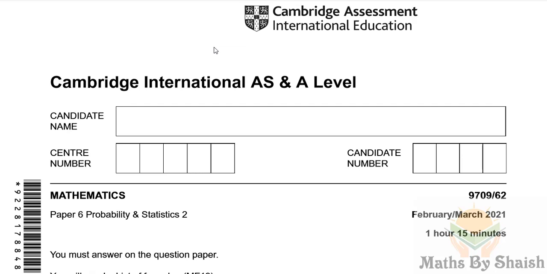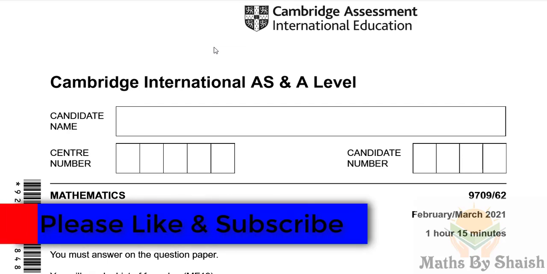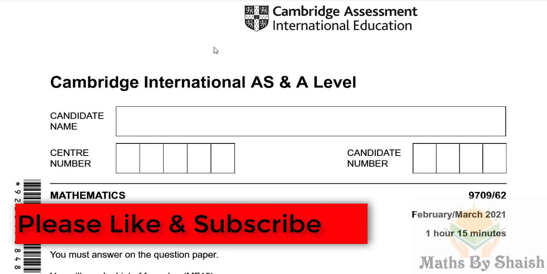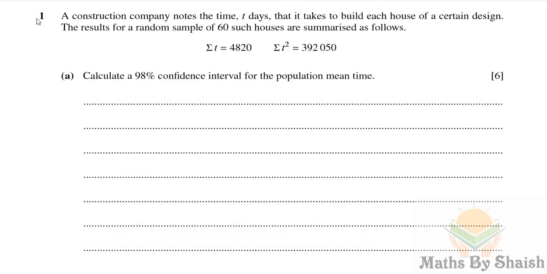Today in this video we are going to discuss the solution of Cambridge International AS and A-Level Mathematics paper 6, that is Probability and Statistics 2, and it is from March 2021 and the component code is 970962. So let's start with question number 1. And here's question number 1.